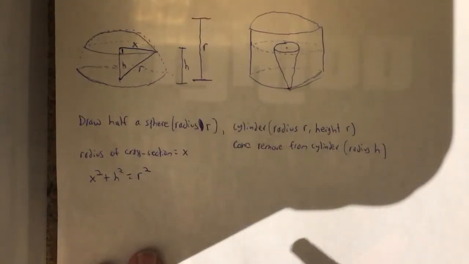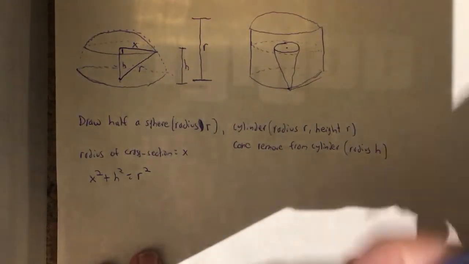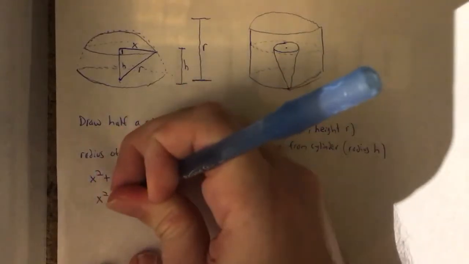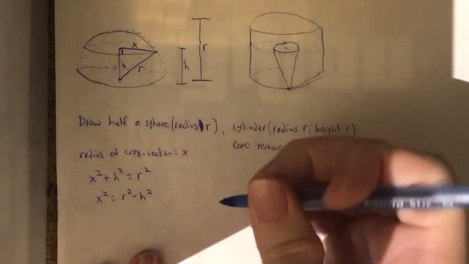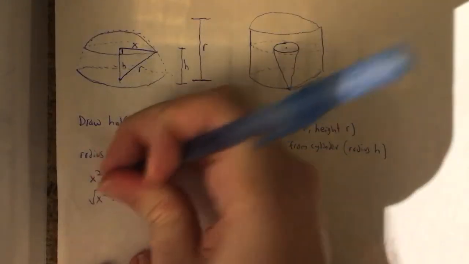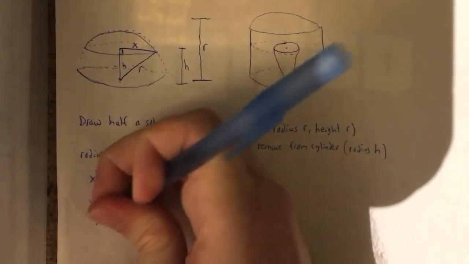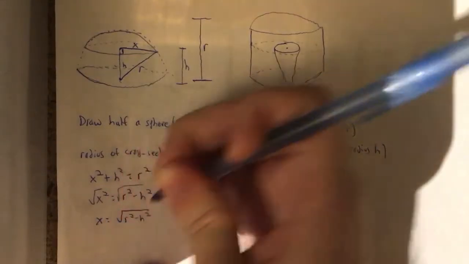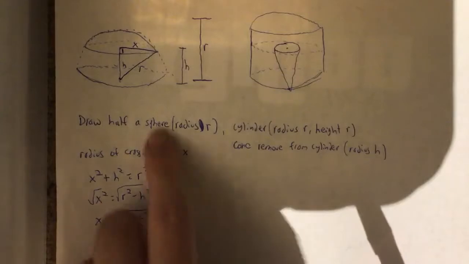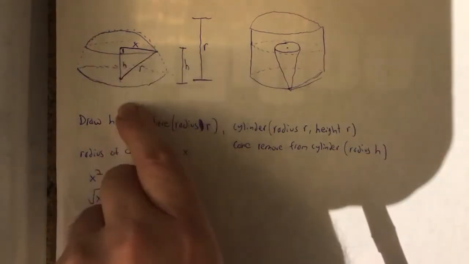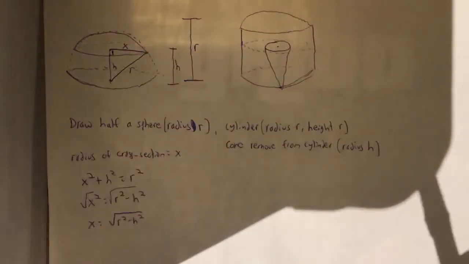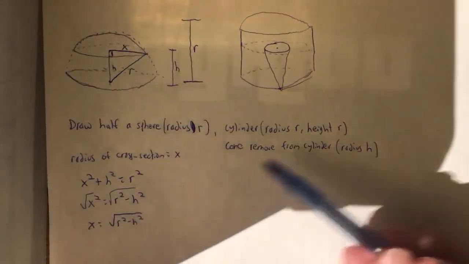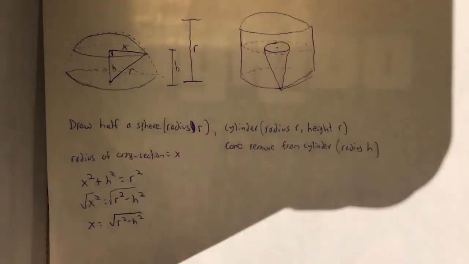So what I'm going to do is solve for x in terms of r and h. First, I get rid of the h squared by subtracting it from the other side, so it becomes r squared minus h squared. Then I take the square root of each side, and I get x equals the square root of r squared minus h squared, all inside the square root. So that's the radius of the cross-section in terms of r and h. We're going to come back to this in a minute.